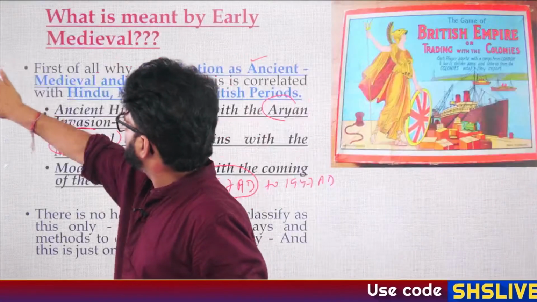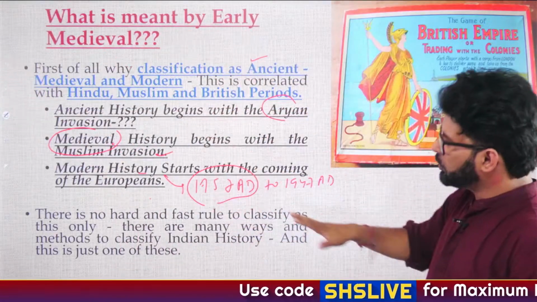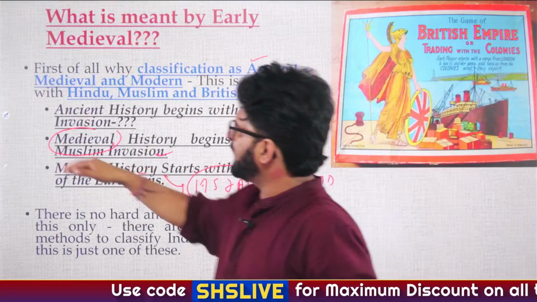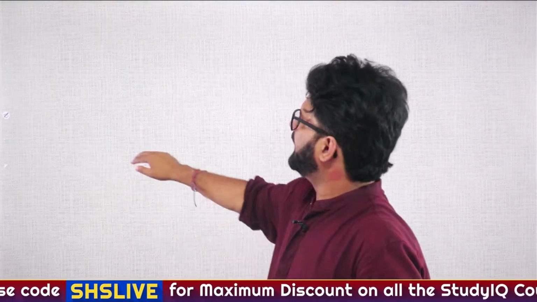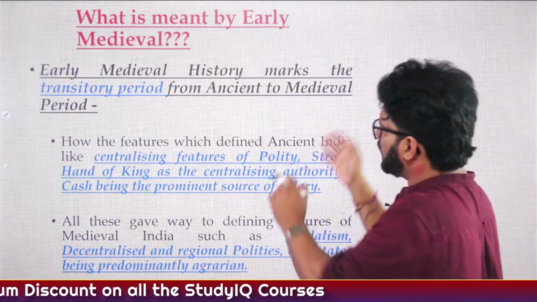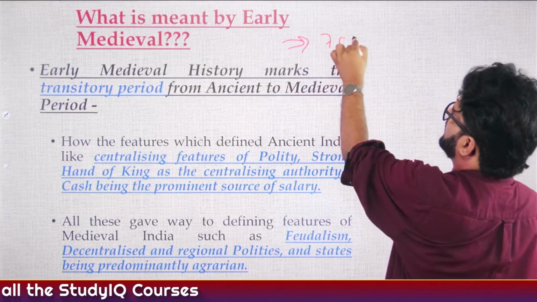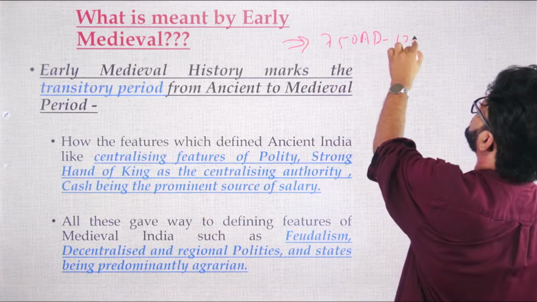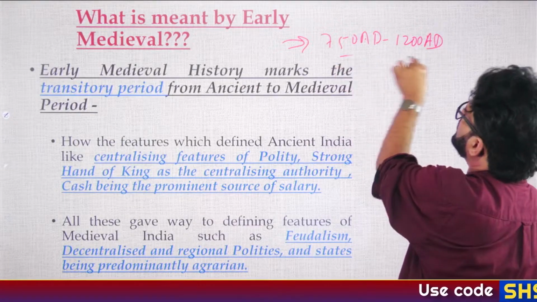So we're talking about this particular time period. There is no hard and fast rule why they have classified what they have classified. So now, what is meant by early medieval? Whatever we are realizing, this particular period, 750 AD to 1200 AD, is also based on Upinder Singh's Ancient and Early Medieval India.